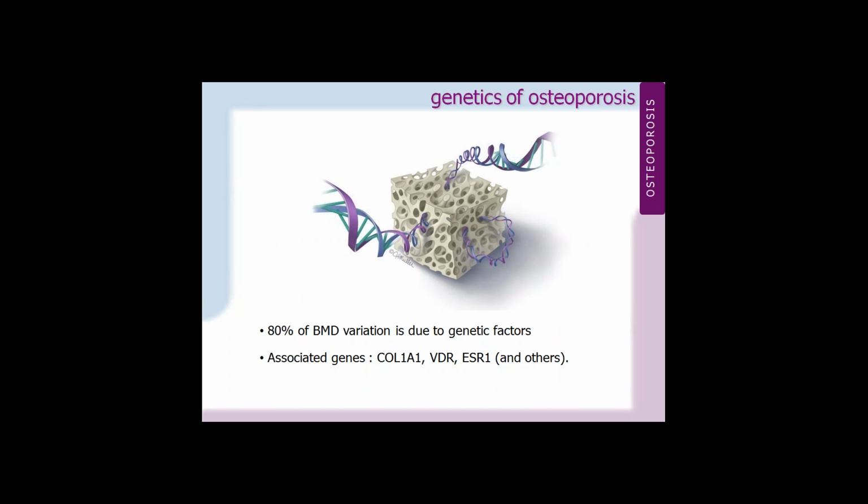A significant proportion of the variation of bone mass density in people is due to genetic factors, as much as 80%. There are 3 genes associated with bone tissue, and we are going to see them one by one.